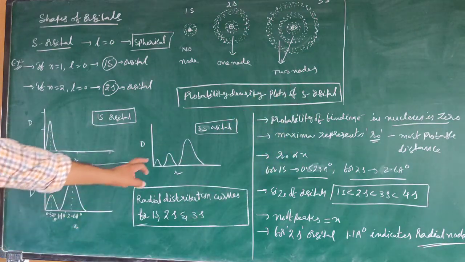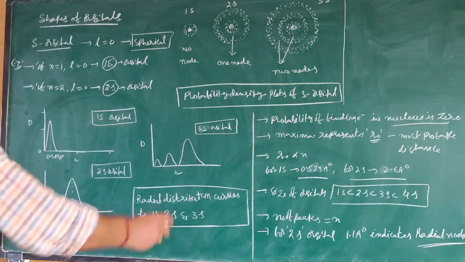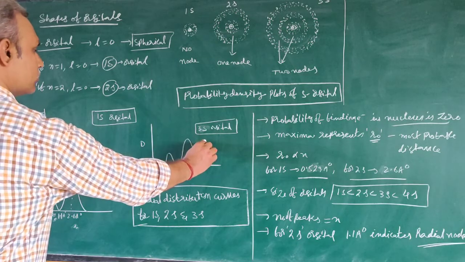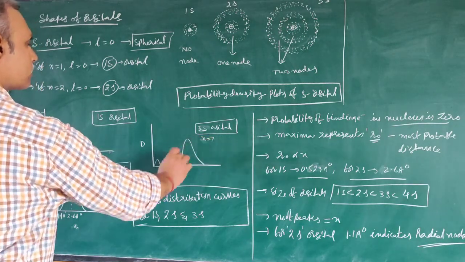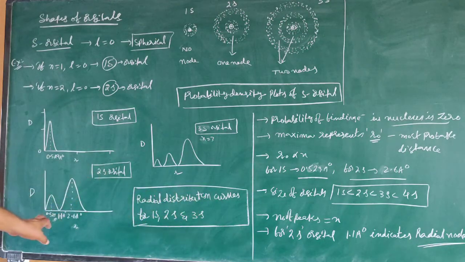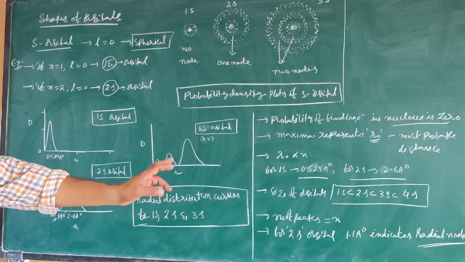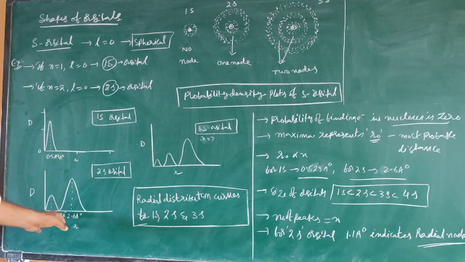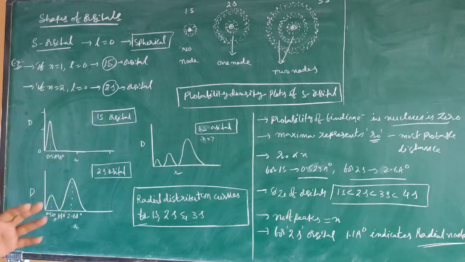Here the number of peaks represents N. Suppose N is equal to 3; in this case the number of peaks is equal to 3. For the 2s orbital, this 1.1 angstrom indicates a radial node. So the minima represent nodes, whereas the maxima represent the maximum probability of finding a particular electron.